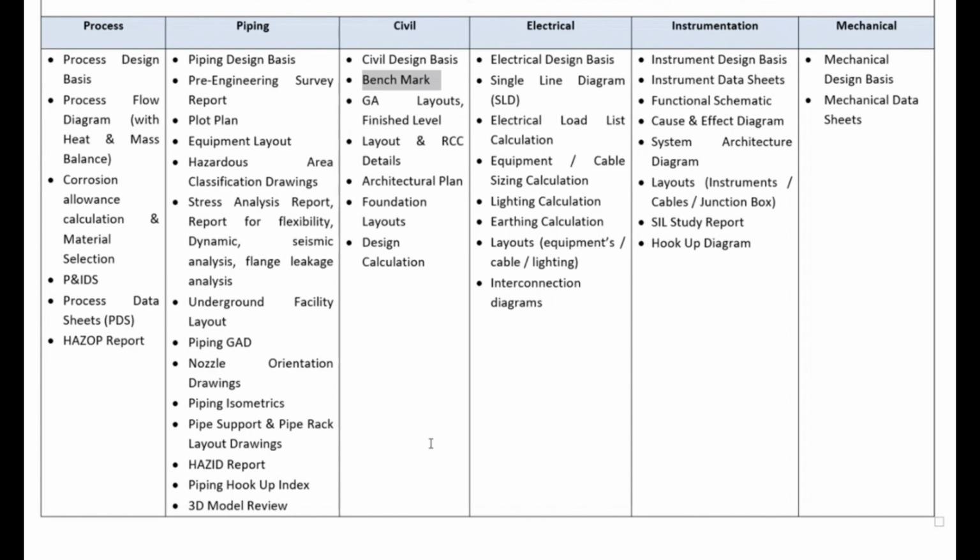So the purpose of the benchmark is defining the level of that particular plot clearly. Maybe you put a one-foot block, and on top of that you put a metal plate, and on that you mark that it is 160 meters. That is called the benchmark document, the start point for civil work. Then it comes to general arrangement layouts for finished level. As I told, now we'll decide that the compressor will be at 162 meter height, or what sometimes they do.